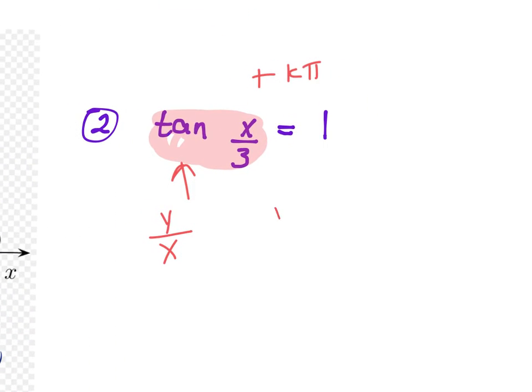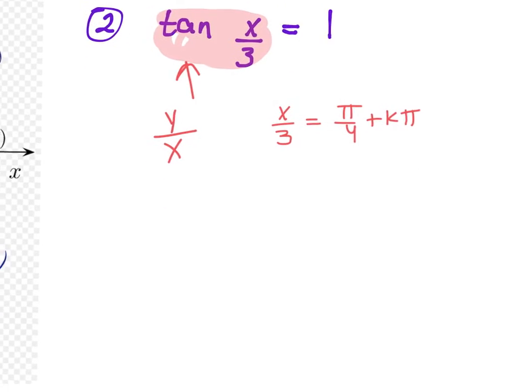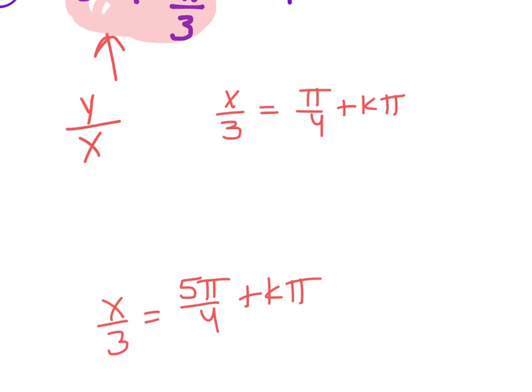So I'm going to say x over 3 equals pi over 4, and then I'm going to put that plus k pi, and then it's at 5 pi over 4. So x over 3 equals 5 pi over 4 plus k pi. And now we go through the motions.